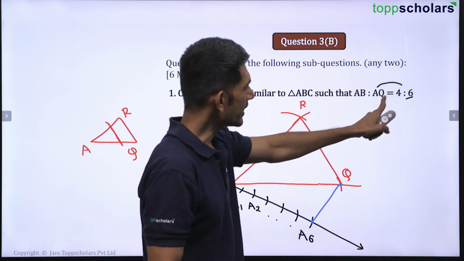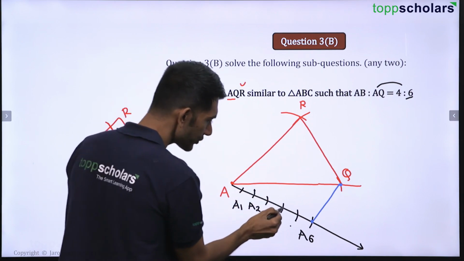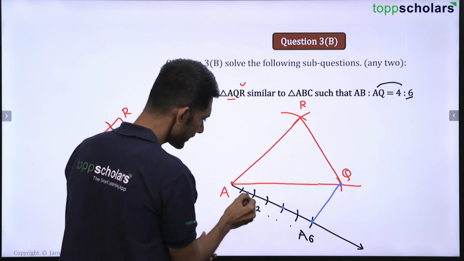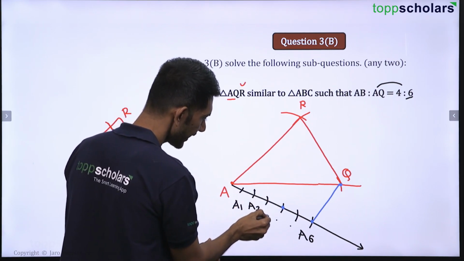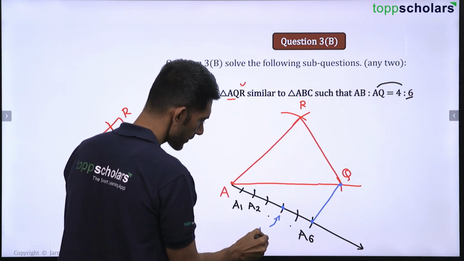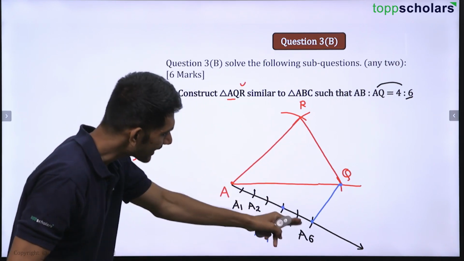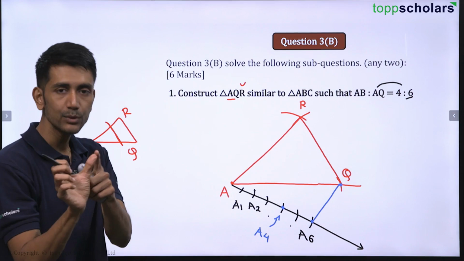Now AB is to AQ is 4 is to 6. So AB is the fourth point. So this point is important for us, right? See, this is A1, this is A2, this is A3, and this is A4. So we are supposed to draw a line parallel like this. But directly can we draw parallel? No. So I'll tell you the hint.